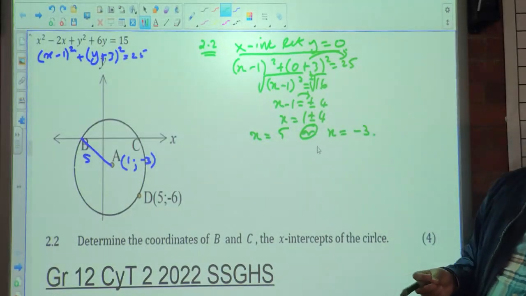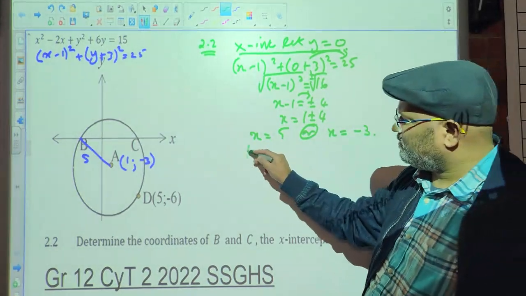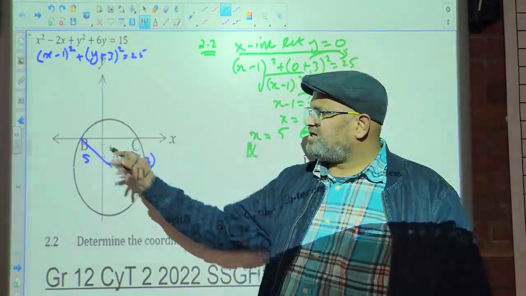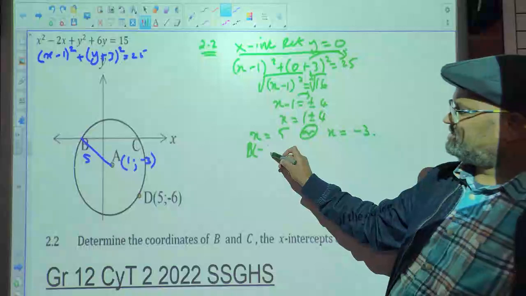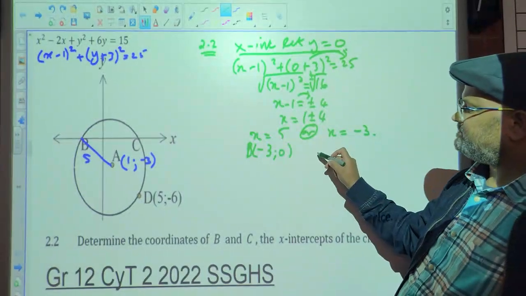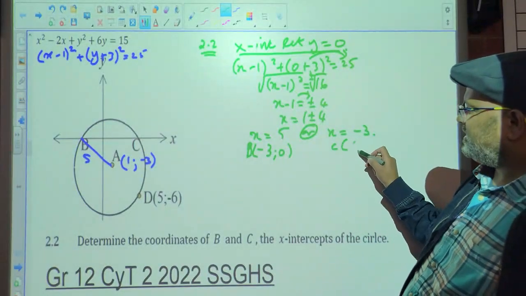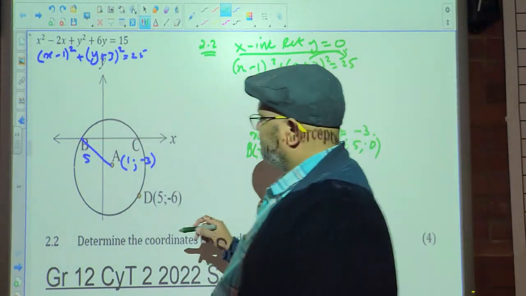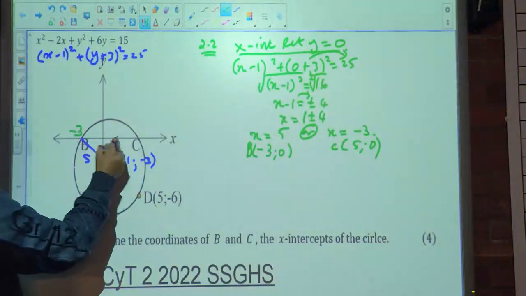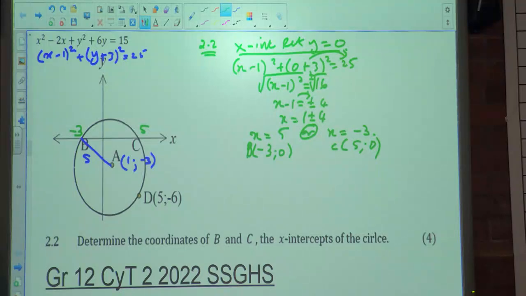Did I answer their question? No, they wanted the coordinates of B. So B is on the negative part of the x-axis, so it's minus 3 and 0. And C has to be the 5 and 0 mark. Okay.